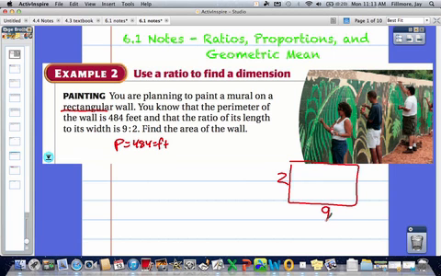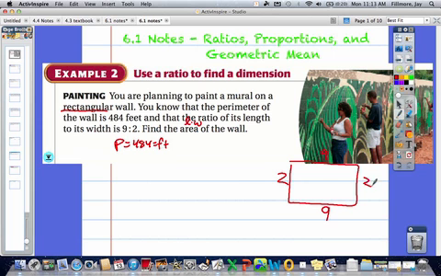Well, to find the area, we know we need to take the length times the width. So you might be tempted to take 9 times 2 and get 18 for the area, but that's incorrect, because if you check the perimeter by adding all of these sides together, you don't end up with 484. If you add 9 and 2, 9 and 2, you end up with 22, which is not the perimeter you wanted.